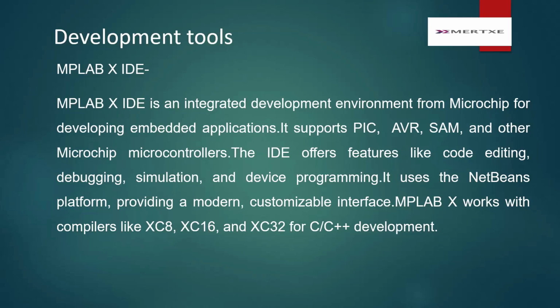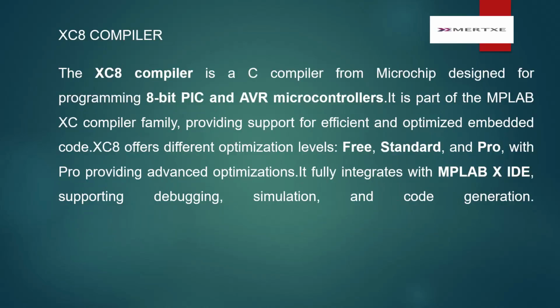In this project, we have used the XC8 compiler. Next we go through further details about the XC8 compiler. XC8 compiler is a C compiler from Microchip designed for programming 8-bit PIC and AVR microcontrollers. It is a part of the MPLAB XC compiler family, providing support for efficient and optimized embedded code. The XC8 offers different optimization levels: free, standard, and pro, with the pro providing advanced optimization. It fully integrates with MPLAB XIDE, supporting debugging, simulation, and code generation.